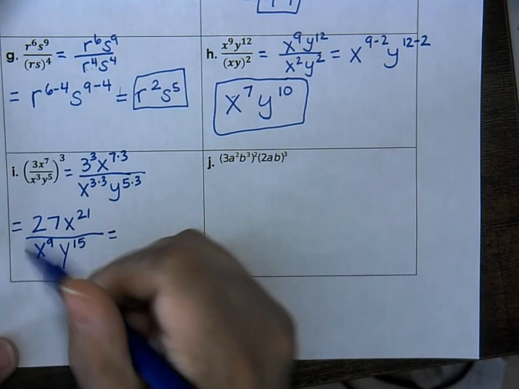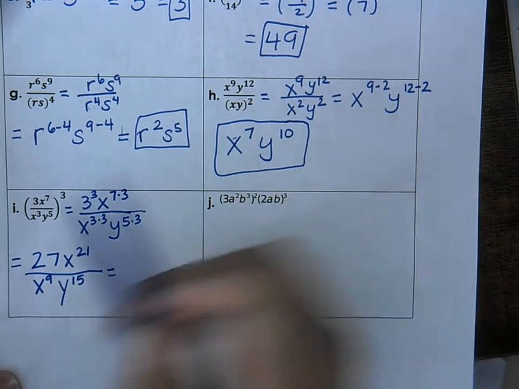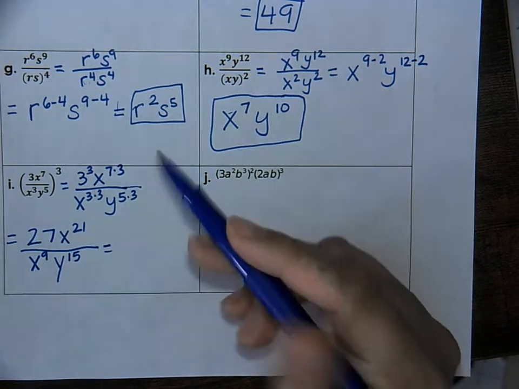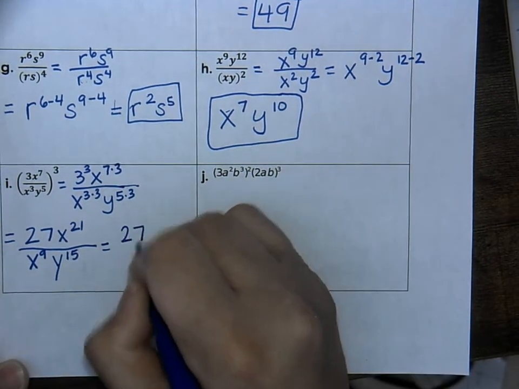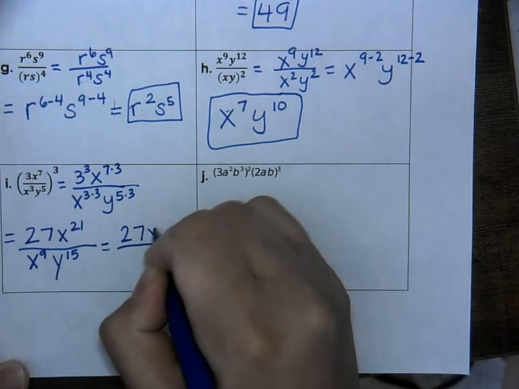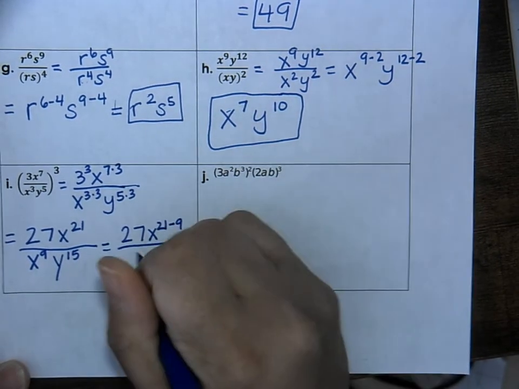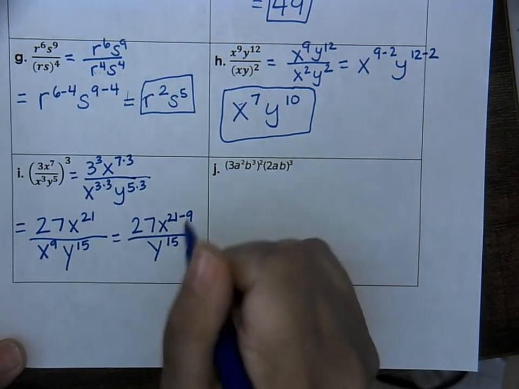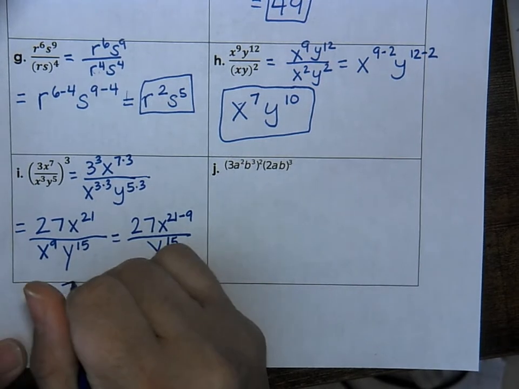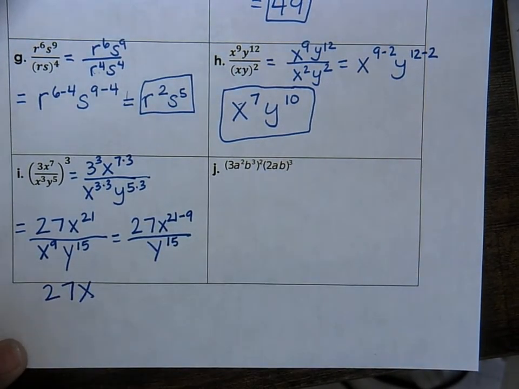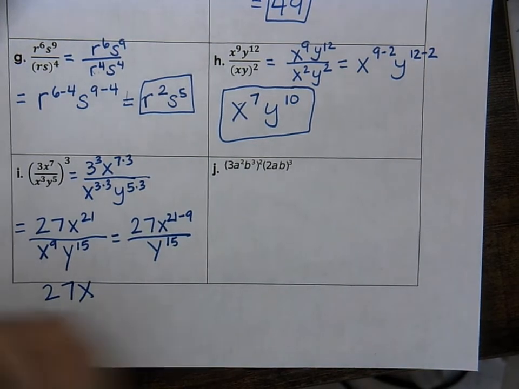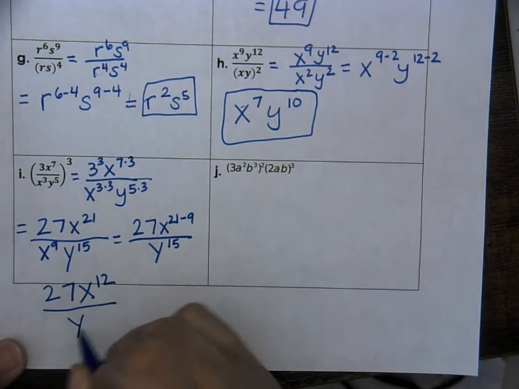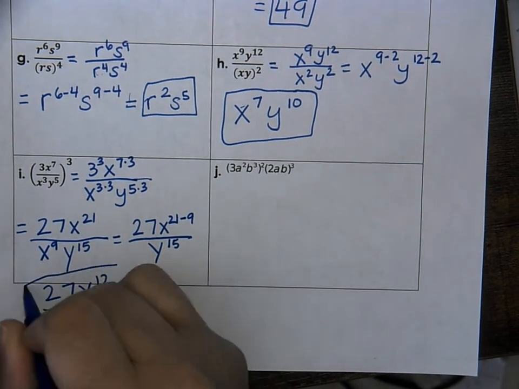So this is just like what we did on letter G, on letter H. We've kind of done it for a lot of these. So this is dealing with that quotient of powers property. So 27 stays where it is. The x's, I would do 21 minus 9 and keep the y still on the bottom there because there's no other y's to combine it with. And then we're just writing our final answer as 27 x, and then we're subtracting 21 and 9 to get 12. So it's x to the 12th and leaving it y to the 15th for the bottom. This would be the final answer.